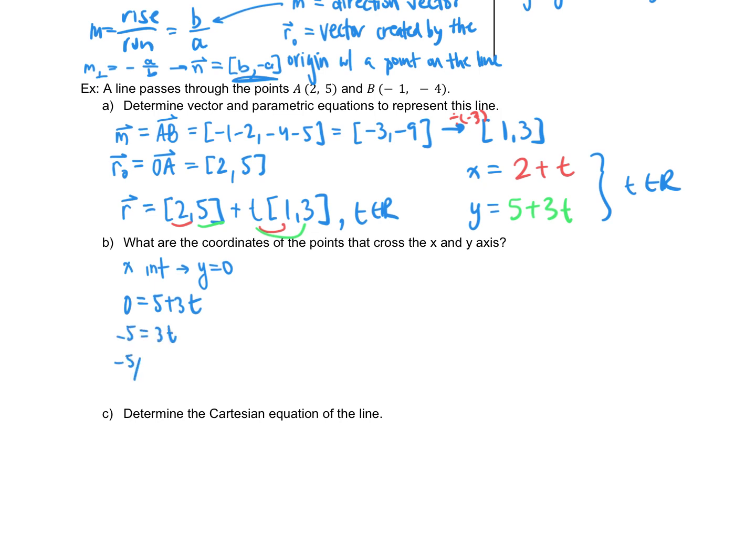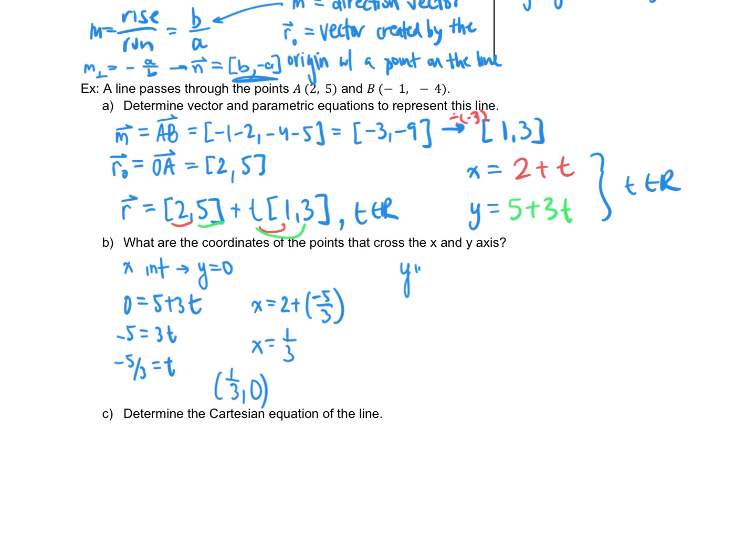So t is equal to -5/3. And now that I have that, I'm going to plug it in for x. 2 plus t, get myself a common denominator, that would be 6/3 minus 5/3, that's a third. Okay, so when y is 0, x is a third, there's my x-intercept.